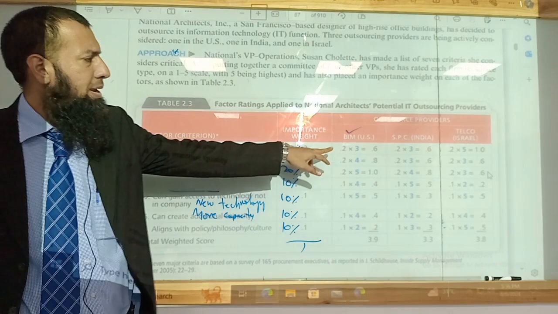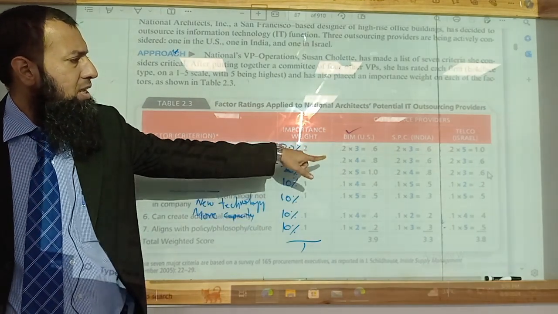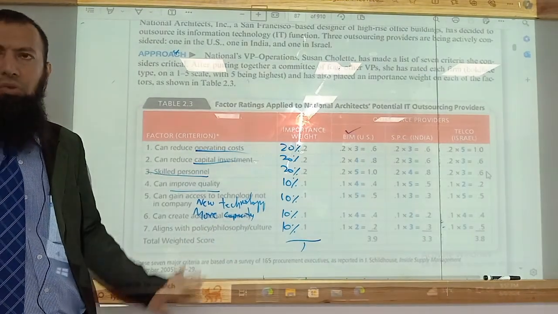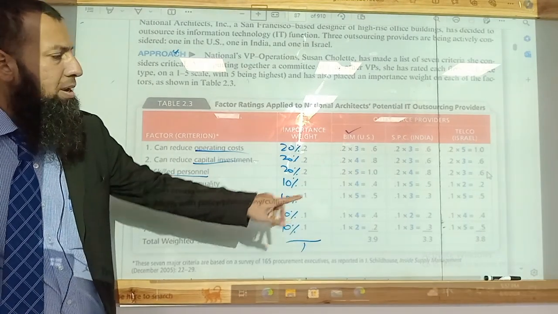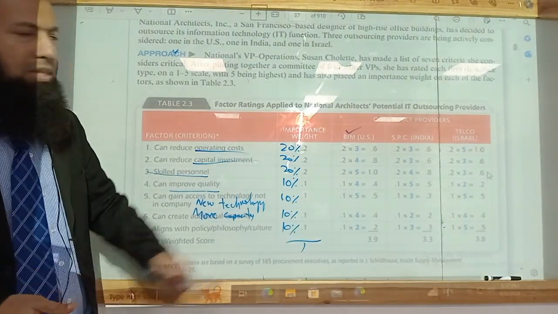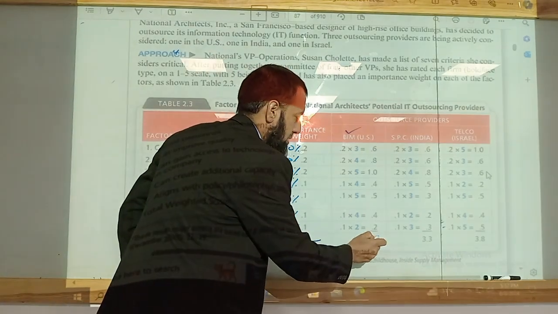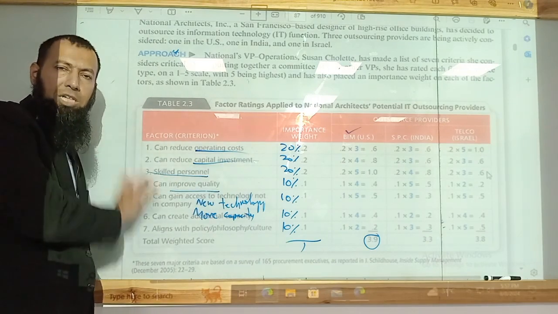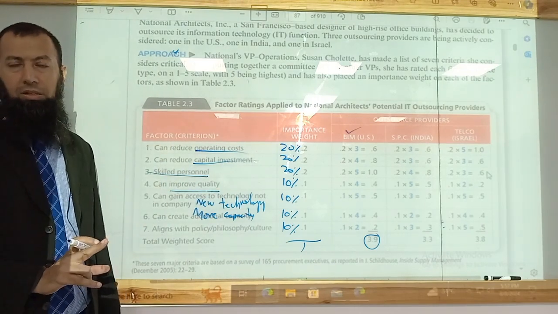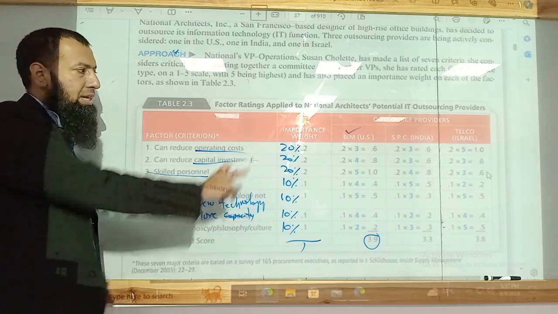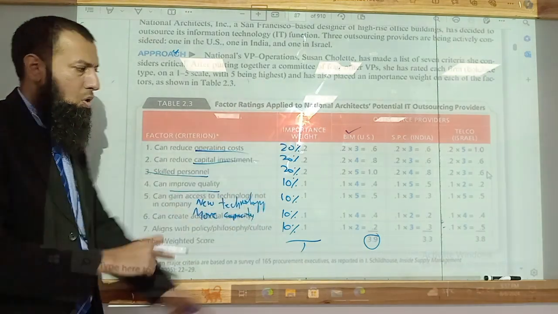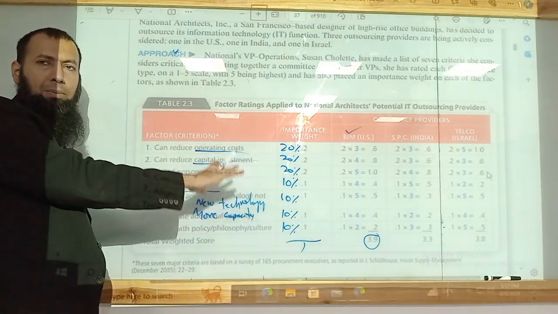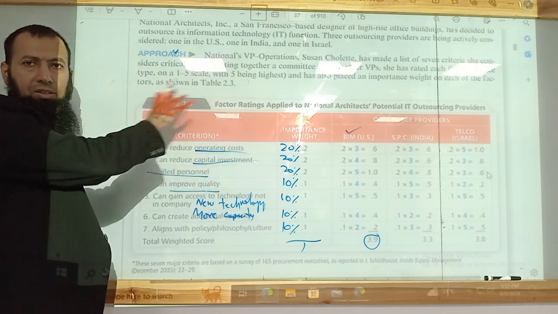What will happen? You will give marks, that is 3, 3, 5, out of 5. And in total you see who has won the contract? The US. Yes. Why? Because objectively the US company is much better in these criteria. The US company, which got 3.9 marks, has won this contract because they are best in these criteria.